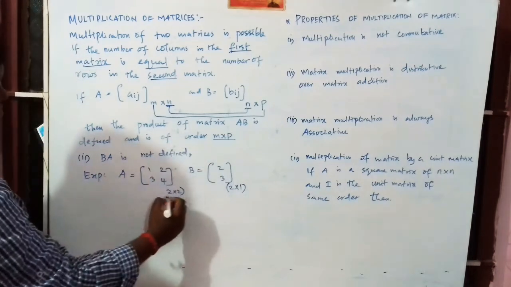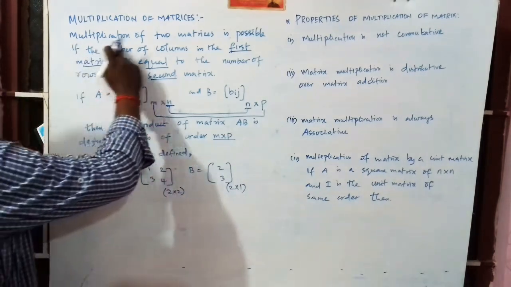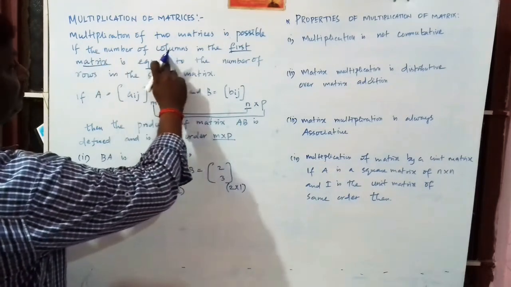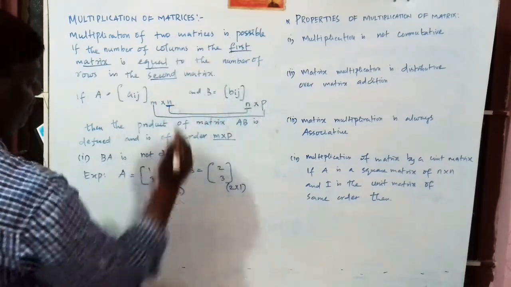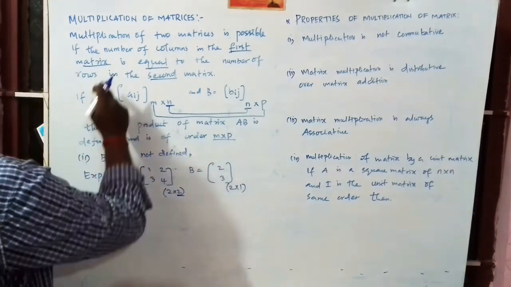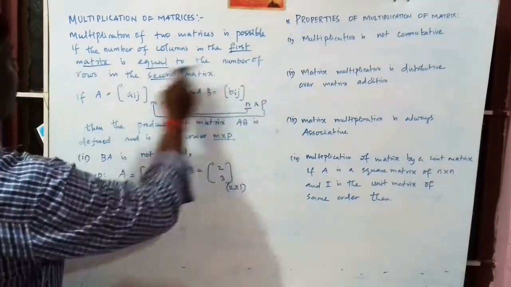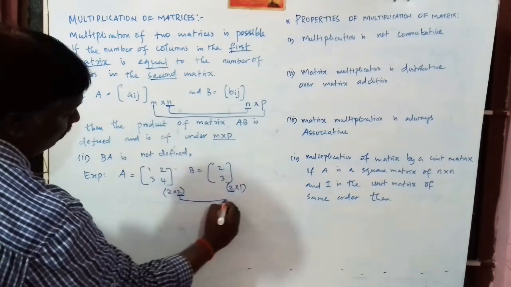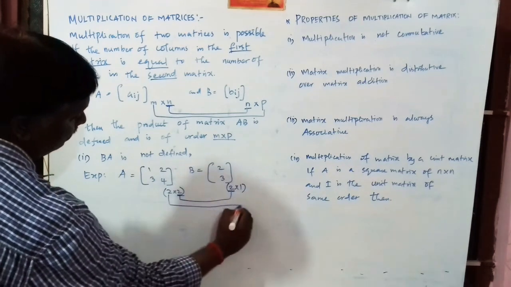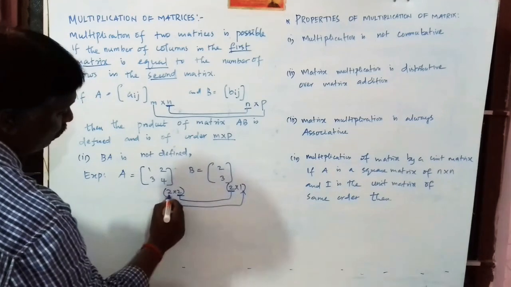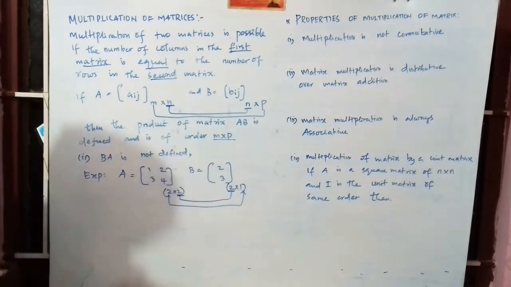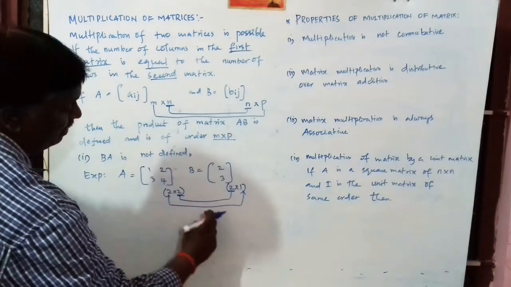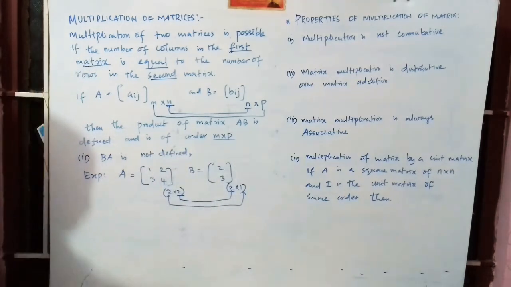Now what is the condition? Multiplication of two matrices is possible if the number of columns in the first matrix, which is 2, is equal to the number of rows in the second matrix. Both are equal. So what is the resulting order? The product AB is 2 by 1, meaning 2 rows and 1 column.